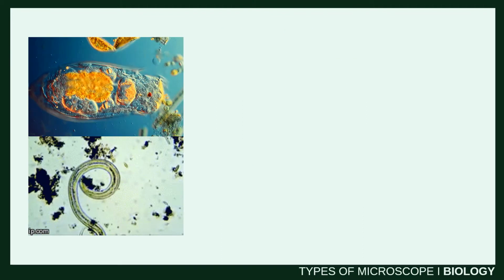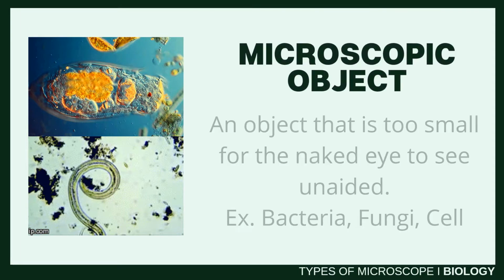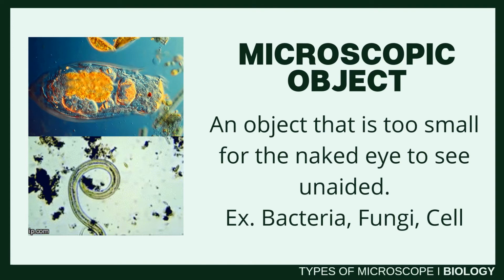Any object, either living or non-living organisms, that cannot be seen by our naked eye is called a microscopic object. Examples of this are bacteria, fungi, cell, atom, and biomolecule.